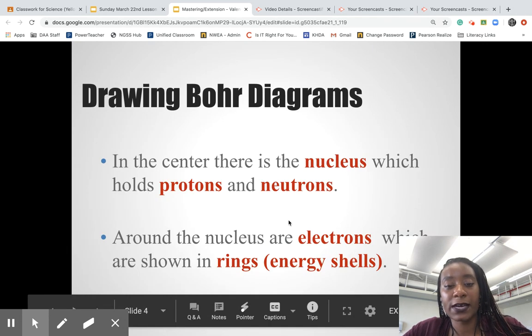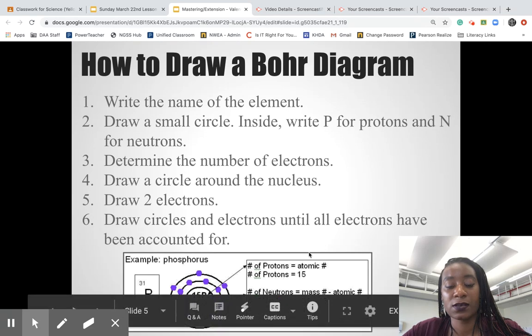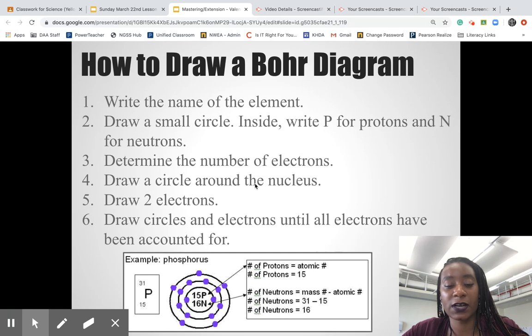When we draw a Bohr diagram, in the center, there is a nucleus, which holds protons and neutrons, and around the nucleus are electrons. Those will be shown in rings, but we will also refer to those rings as energy shells. If you look at the diagram at the bottom of this slide, you'll see an example of phosphorus. In the center, again, you'll see 15 protons and 16 neutrons, so you'll see protons and neutrons abbreviated. But you'll also see rings around the nucleus, and those are the energy shells, which shows the amount of electrons that phosphorus has.